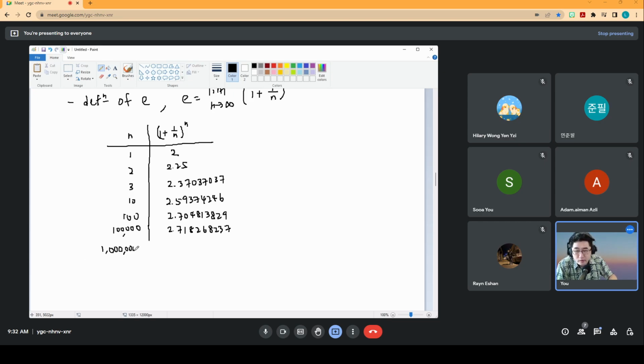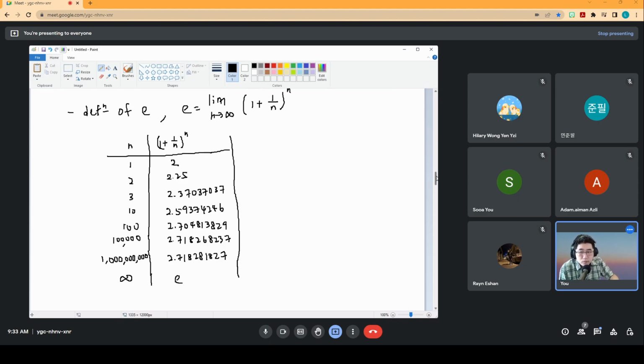I go for nine 9s at the back. If I go for that, 1 divided by 999,999,999, plus 1, power 999,999,999, I have 2.718281828. Oh, it's already big enough. That means when n goes to infinity, it gives me the value e. This is how we get this number.